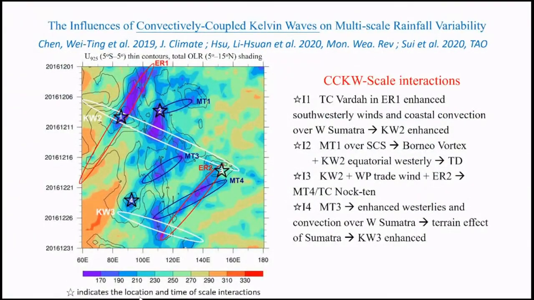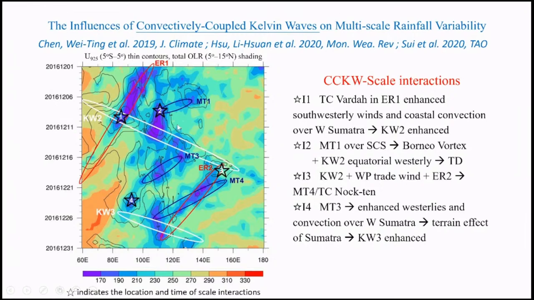So, starting with the first subject, the influence of convectively coupled Kelvin waves. During the pilot period, which is December 2016, we observed very pronounced Kelvin wave activities and also other convectively coupled waves. We also did a similar analysis for the 2017 winter monsoon period. That analysis was reported in my paper published in the special TAO issue in 2020. We focus on this particular event reported by Wei-Ting and also the modeling paper by Li Huan.